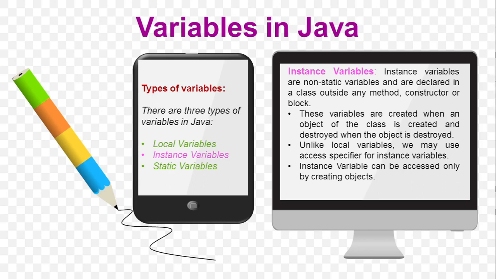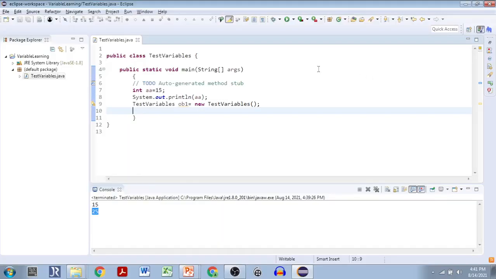Local variables can be declared only inside a block, or only inside a method, or only inside a constructor. But the instance variable can never be declared inside a block, or inside a method, or inside a constructor. Very simple. So it should be declared outside of the method.